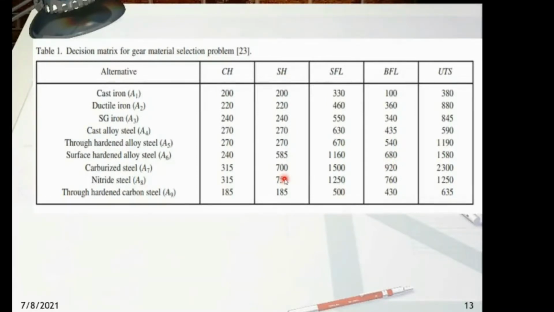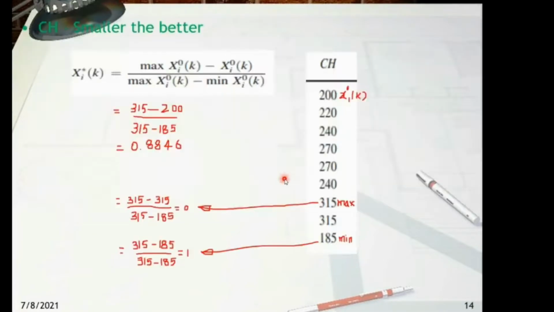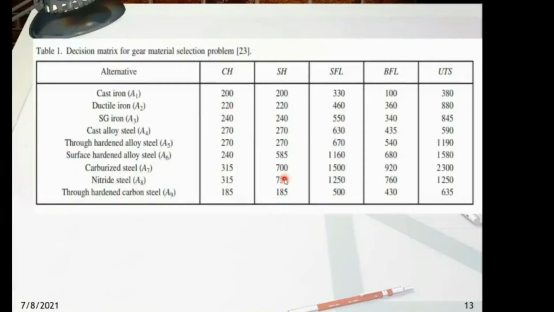Then we can go for this grey relational analysis. I already told you the steps. Now we will go for those calculations: normalizing the values, making the deviation sequence, then calculating the grey relational coefficients, then calculating the grey relational grade. Once you get the grey relational grade, the material with the higher value gives the first rank, and that can be selected as the best material for this gear application.